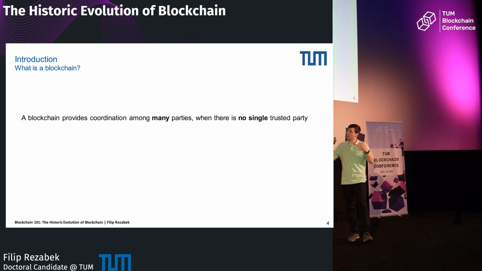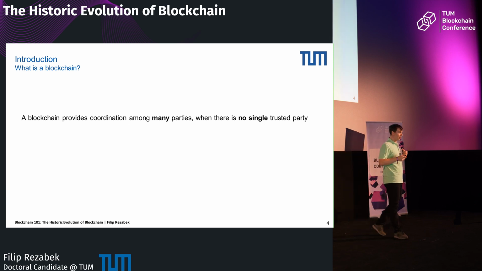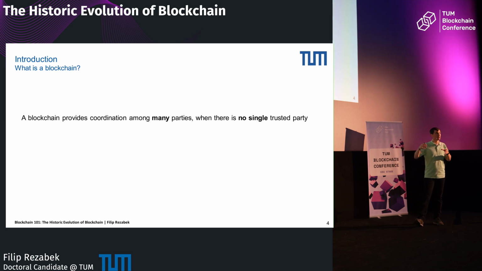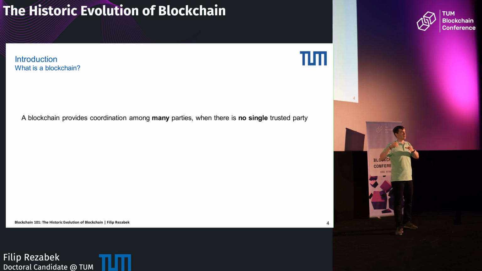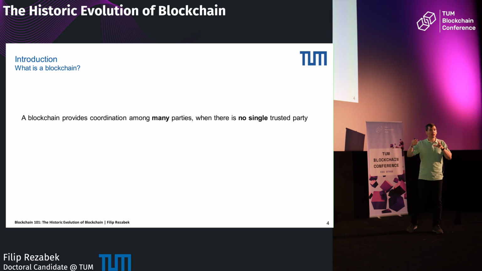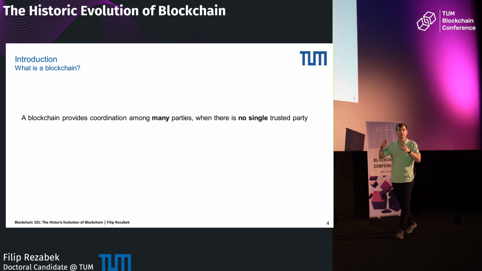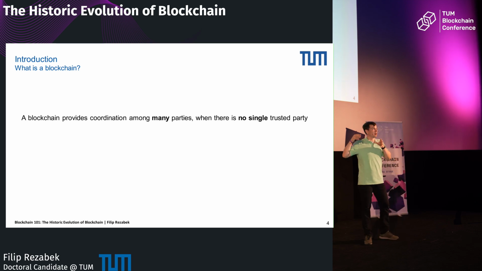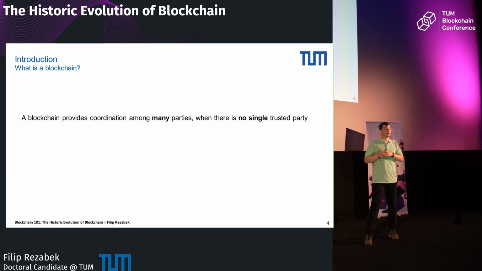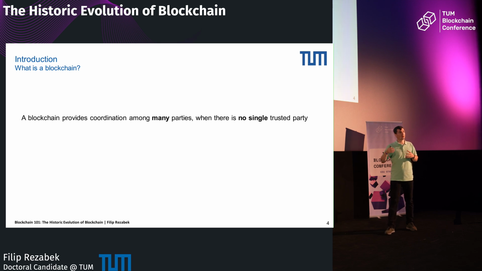First, just a plain definition. What is a blockchain? In general, you can think of it as coordination among many parties, for example all of us in the audience, when there is no single trusted party in the system. As you can see, this places quite strong constraints on the system itself. If your solution can actually rely on a trusted party, you have to ask yourself whether you actually need a blockchain to build it upon.